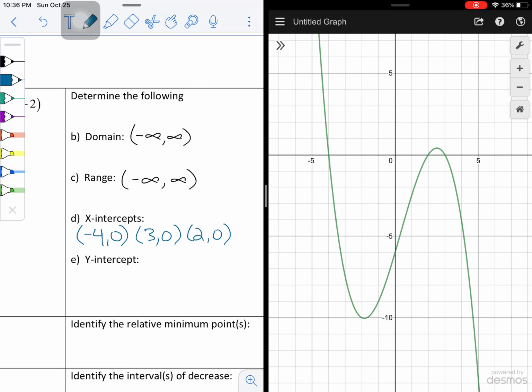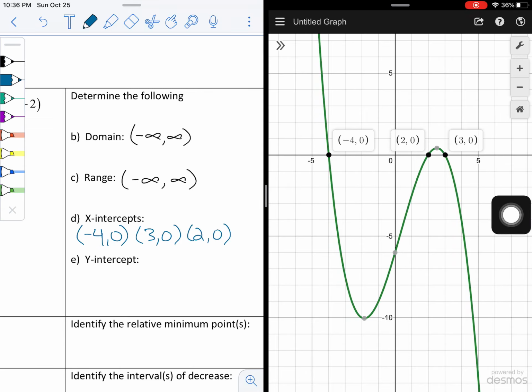All right. Now to verify, I'm going to go ahead and use Desmos. I'm going to tap the graph and then tap the 3 points on the x-axis. So negative 4, positive 3, and 2. Yep, I've got all my zeros.